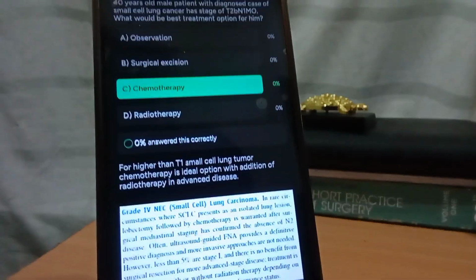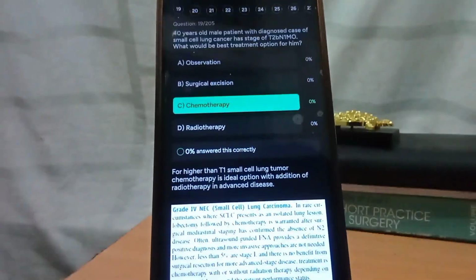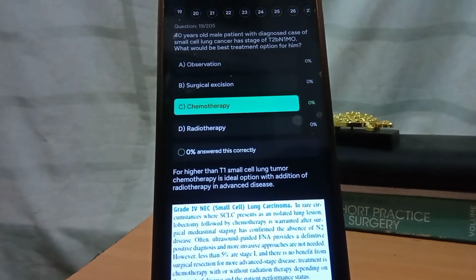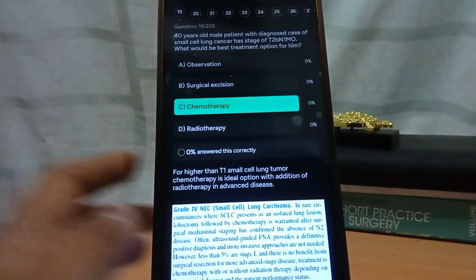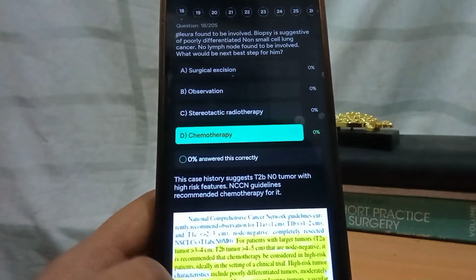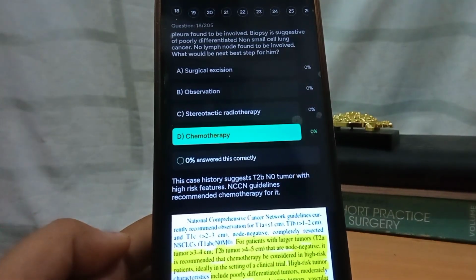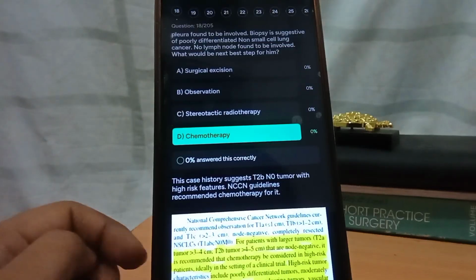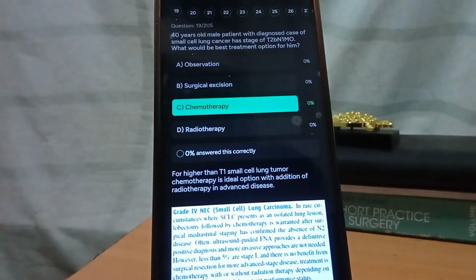So now, a 40-year-old male with a diagnosed case of small cell lung cancer has stage T2B, N1, M0. What would be the best treatment option for him? So for higher than T1 small cell lung cancer, chemotherapy is the ideal option, with addition of radiotherapy in advanced cases. So previously we studied that all T1 N0 are recommended for observation. Then from T2, chemotherapy is given.